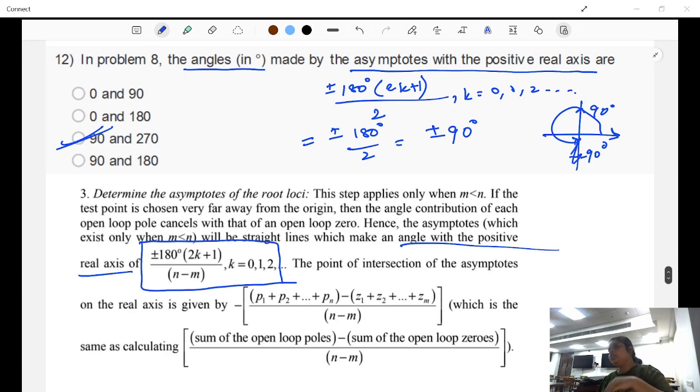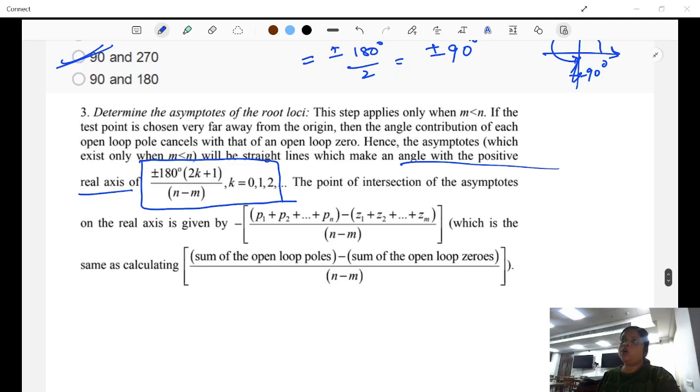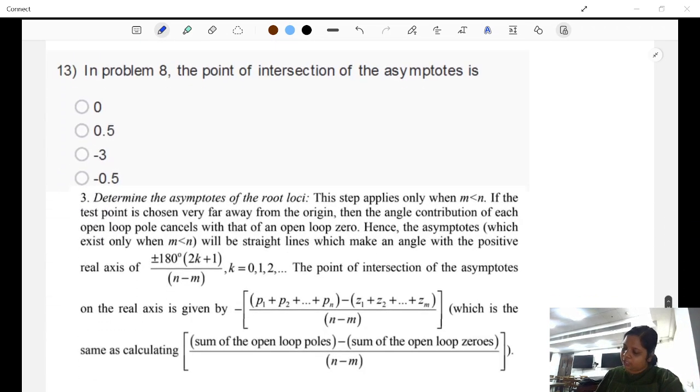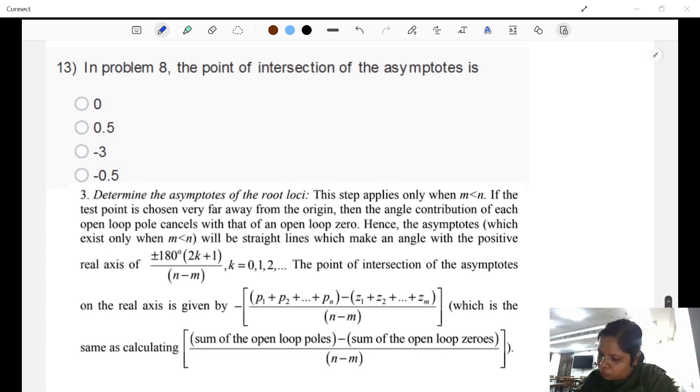Once you have got the poles, the zeros, and which area on the real axis would be the region for root locus, then you're supposed to find out the asymptotes, the number of asymptotes, and where the asymptotes intersect. Then your next point is, if they intersect, what angles do they make and where do they intersect. So the next question is based on the intersection of the asymptotes.